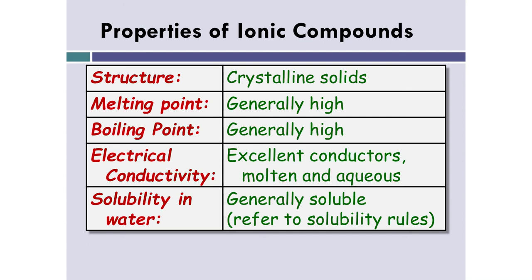We did our solubility rules earlier in the year, like group 1 is always soluble, nitrates are always soluble, acetates are always soluble. So a lot of our ionic compounds are soluble, but we do have to refer to our solubility rules to get more specific.